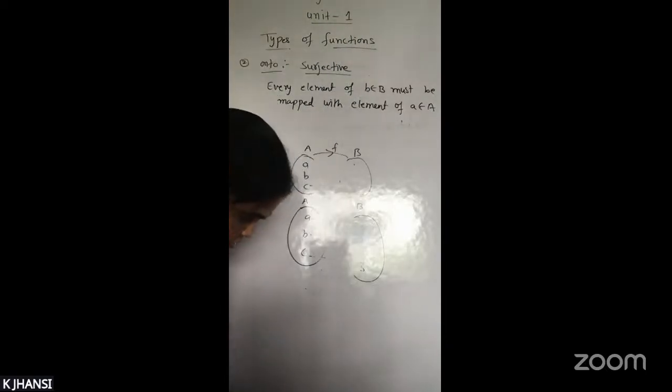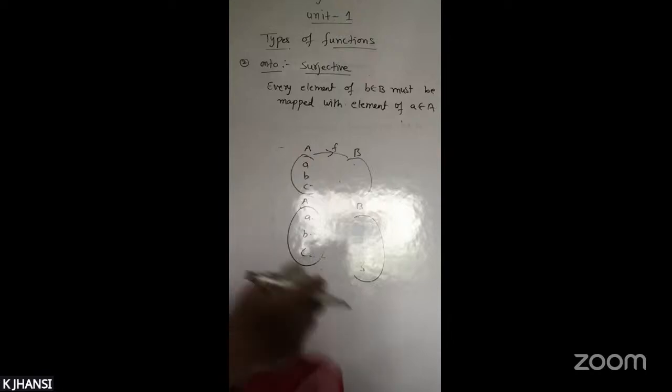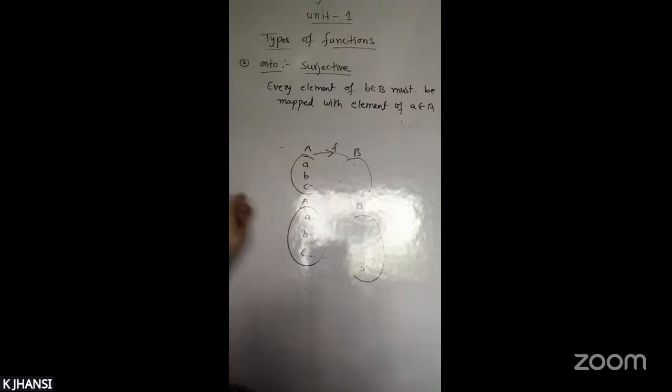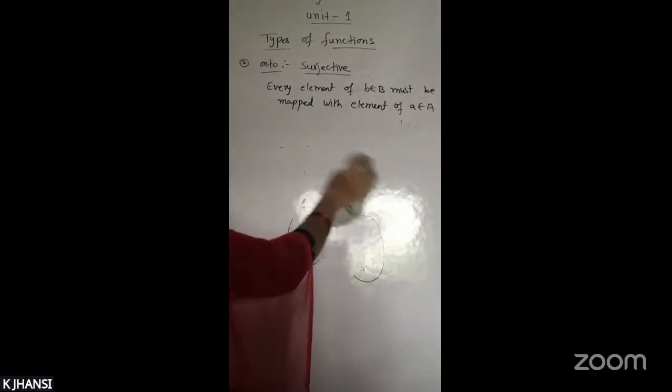So, a one-to-one function will be an onto function in some cases, but in some cases you will not see that, because only a one-to-one relation will be there. Here the element may be left, but here the element may be left here. So the condition is that every element of B belongs to B must be mapped with an element of A belongs to A. For this we'll see the examples.